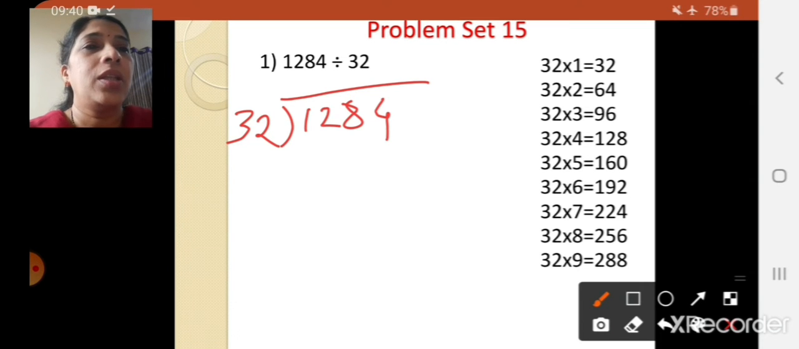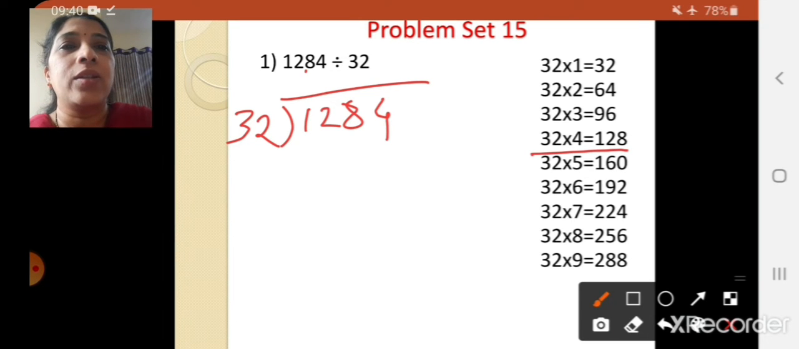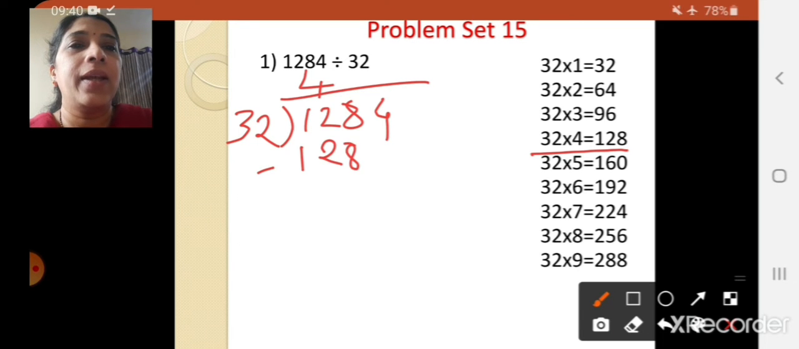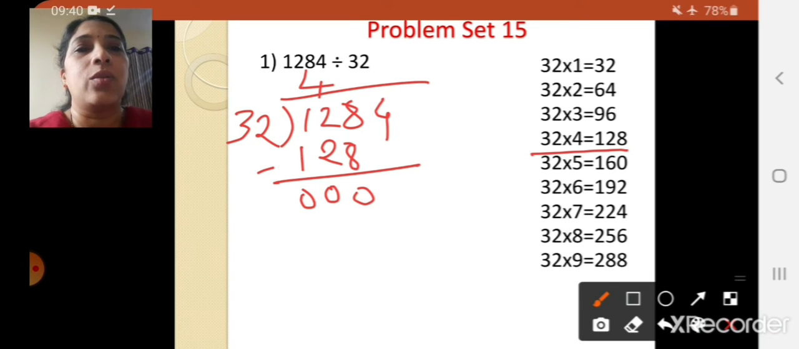Now you have to see in the 32's table where 128 is. You can see 32 4s are 128. So I have written 32 4s are 128, right? So 8 minus 8 is 0, 2 minus 2 is 0, and 1 minus 1 is 0. Now the next digit is what? 4, right? Now 4 is not divisible by 32.